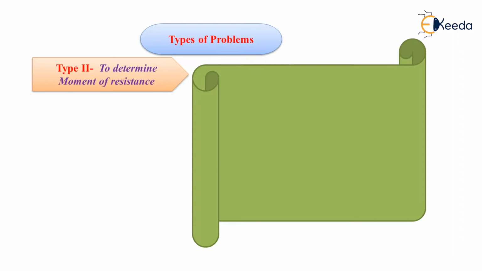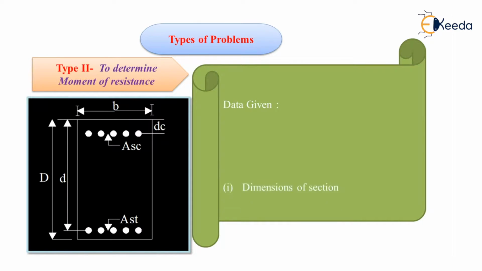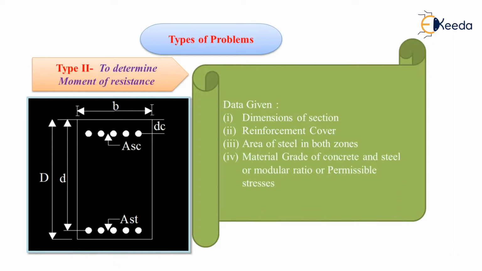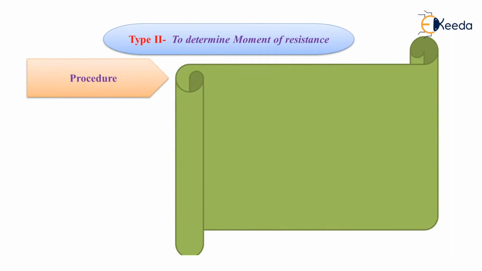In this type of problem, the data is given as the dimensions of section. They will give reinforcement cover, area of steel in tension zone and area of steel in compression zone. Then they will either give material grade of concrete and steel, or they will give modular ratio, or they will give permissible stresses. So here is the procedure to find out the moment of resistance.